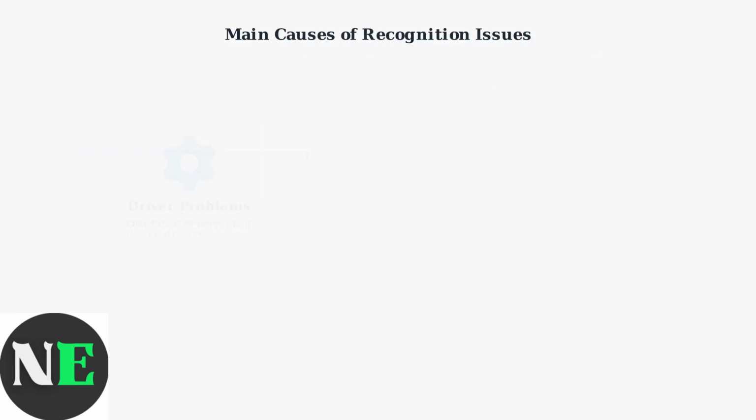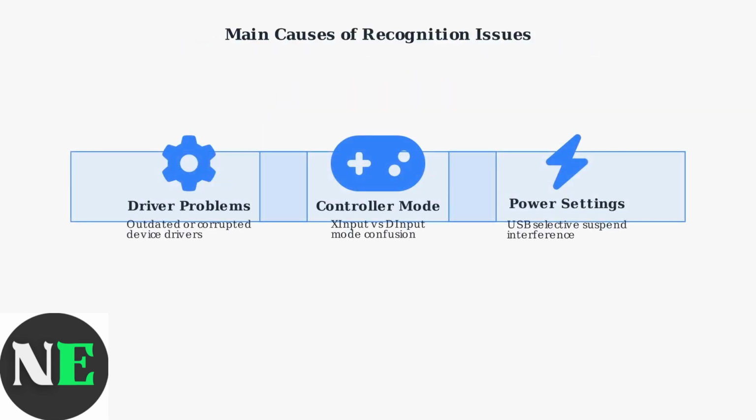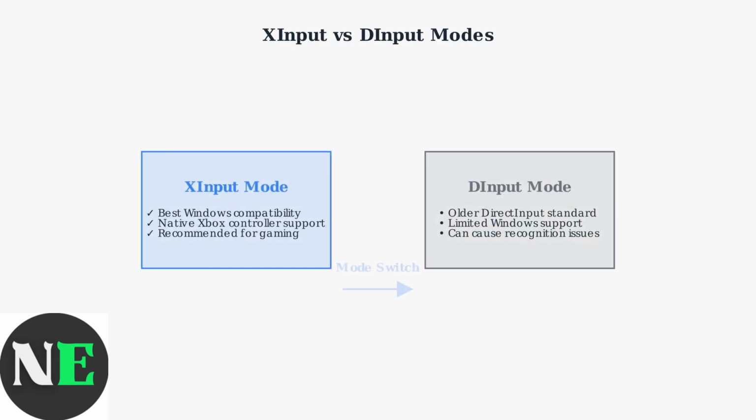There are three key culprits behind 8BitDo recognition issues. First, driver problems where Windows has outdated or corrupted device drivers. Second, controller mode confusion between X input and D input modes. And third, Windows power settings that can interfere with USB device recognition. The controller mode is critical for Windows compatibility.